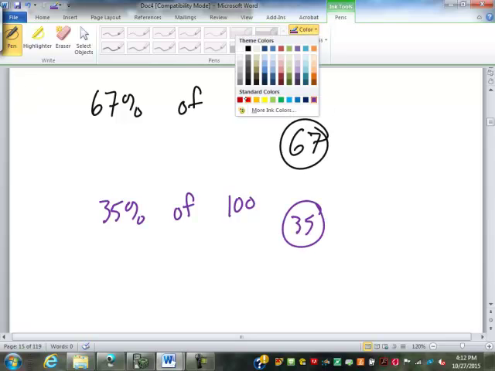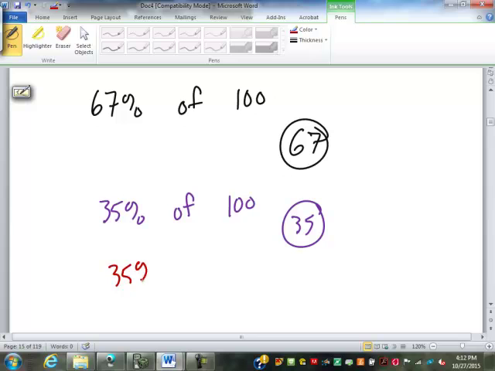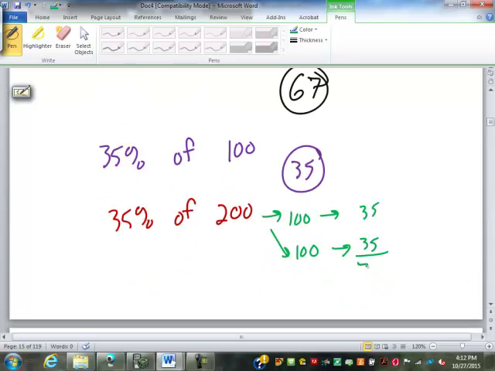What if I alter that slightly and I say 35% of 200? Well, 200 is just 100 and 100, isn't it? 35% of 100 is 35. So out of each of those hundreds, we take 35, so we have 70. It makes sense. If 35% out of 100 is 35, out of 200, it would just be double that, wouldn't it? That's what I was talking about, benchmarks.